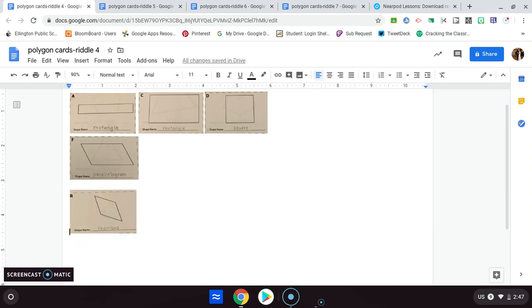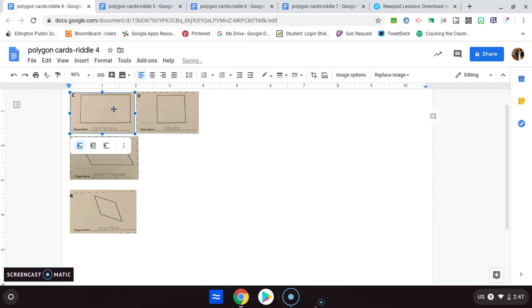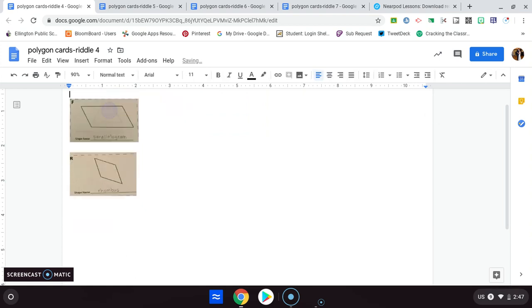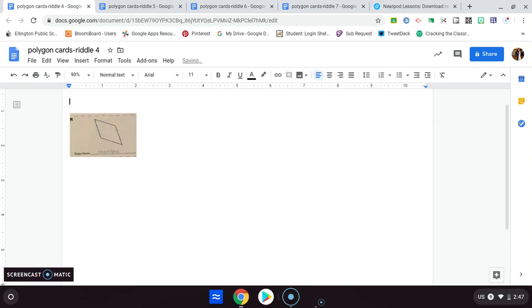My polygon has no right angles. Oh, well, that clears the first row because the first row has all right angles. So we're going to get rid of all of our cards in the front. So now we're left with F and R. Last one. My polygon has equal sides and is a rhombus. And there we go. So we're left with card R, rhombus. Okay. I go to the next riddle.